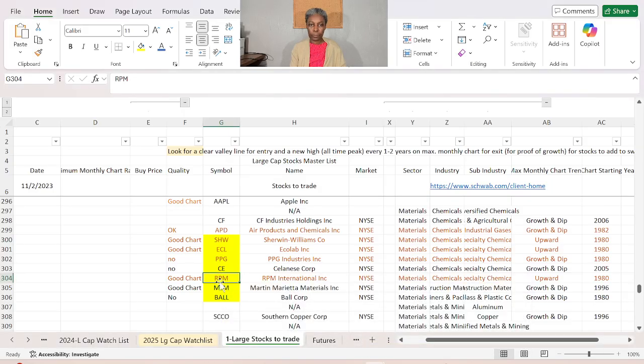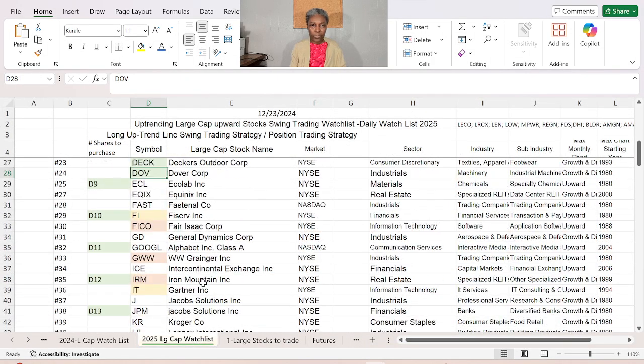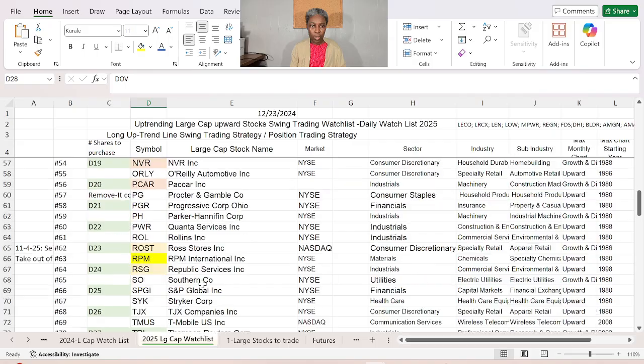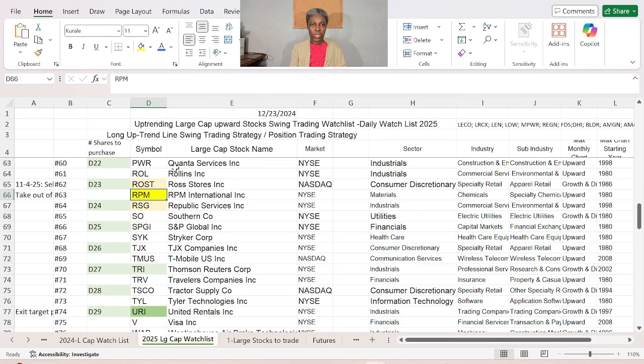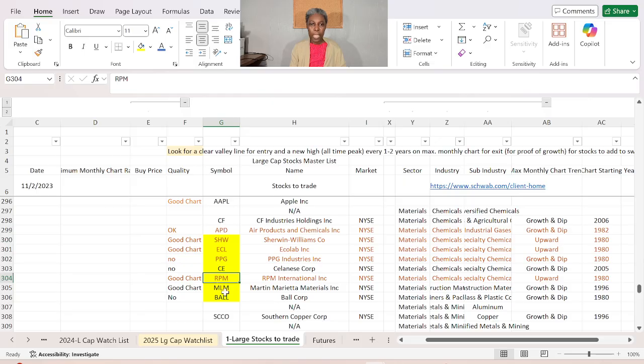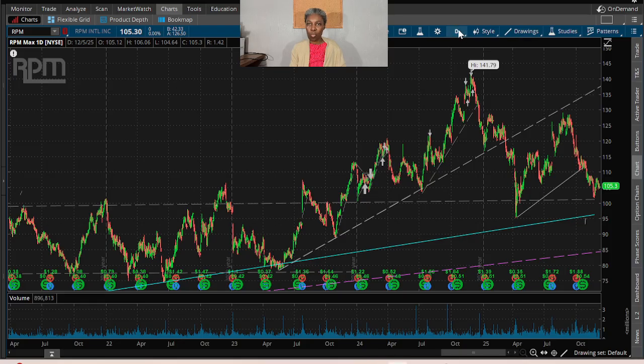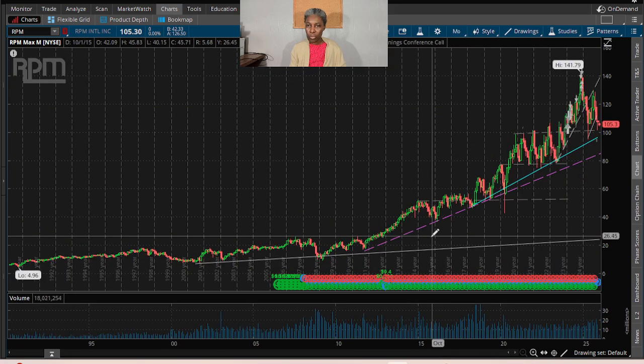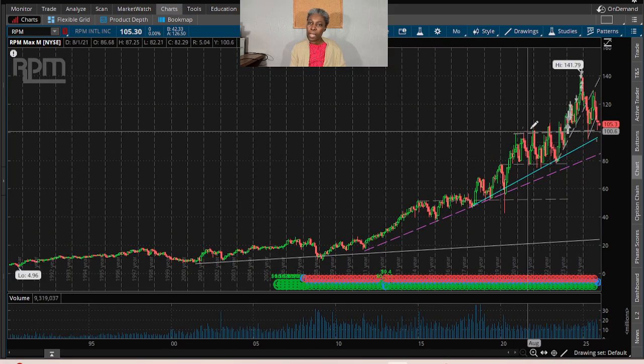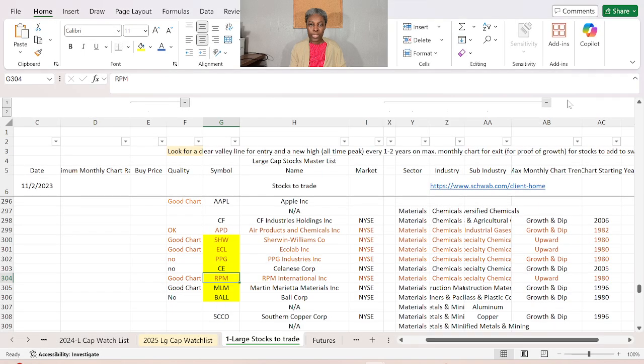So let's go here. I think I have it somewhere here. I purchased in 2024 and got stuck in it. I will make a blue there, and that is a yes to add it to 2026 watch list, because we have higher lows at the valley and higher mountain at the peak. The next one we are going to analyze is MLM.